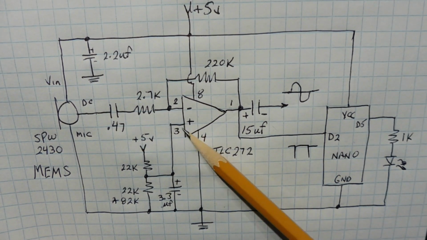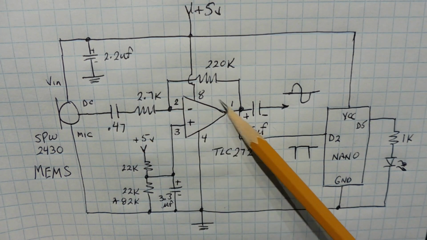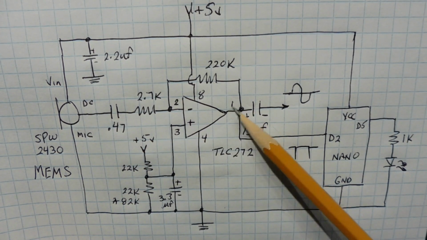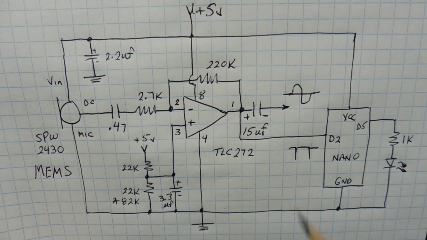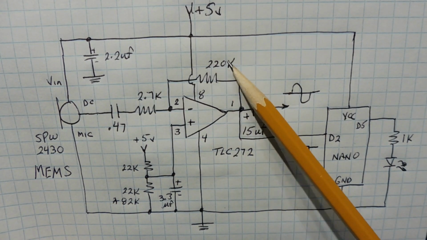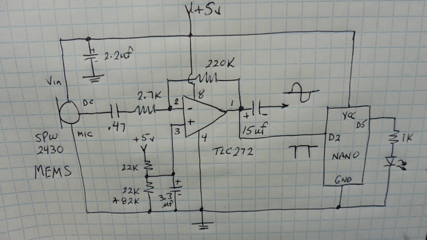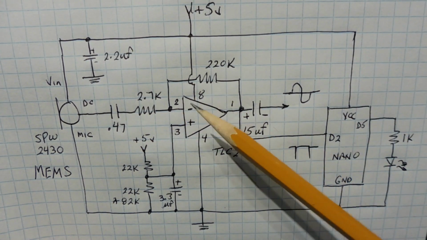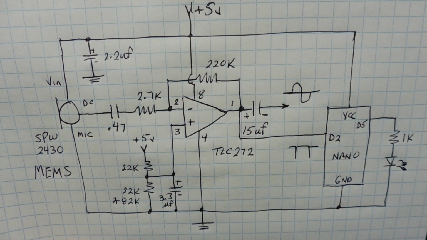Now that 2.5 volts will also appear on pin 1, so when I whistle or talk into the microphone, pin 1 will vary above and below half VCC, or 2.5 volts, and we'll get our sine wave output. Now the gain of this amplifier is about 80, using the 220K ohm resistor and a 2.7K ohm resistor. Now to get more gain out of the circuit, you could actually add another stage, because there's actually two op amps in the TLC272 package.